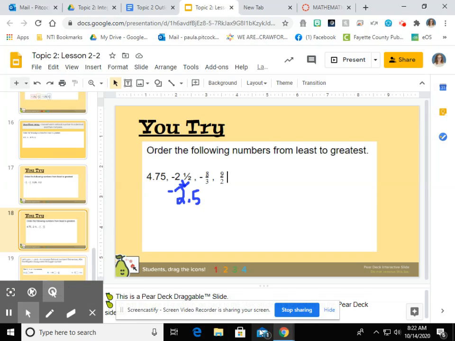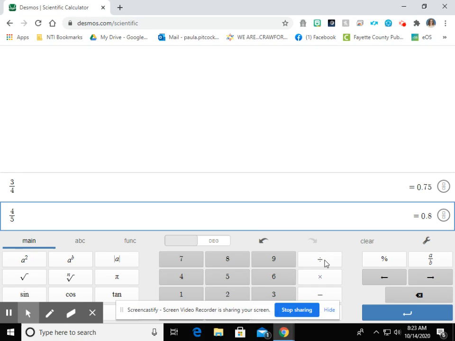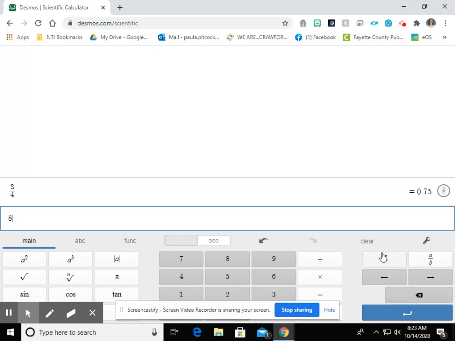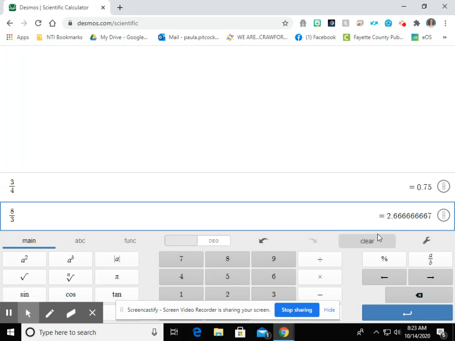-8/3, well, I'm not sure. So I need to go to my calculator. I'm going to clear this out. I'm going to do 8/3. Okay, it gives me 2.666666. We call that 2.6 repeating. The only reason there's a 7 there is because your calculator rounded it up.